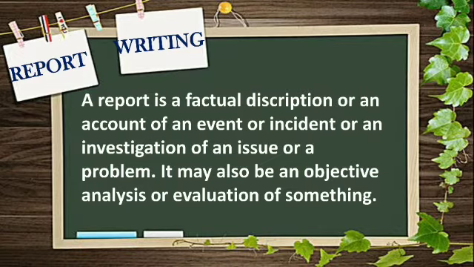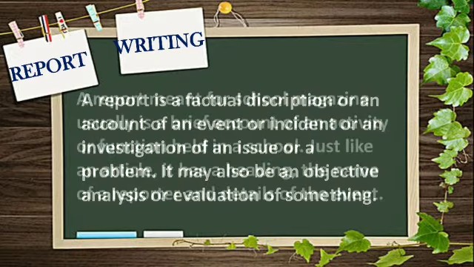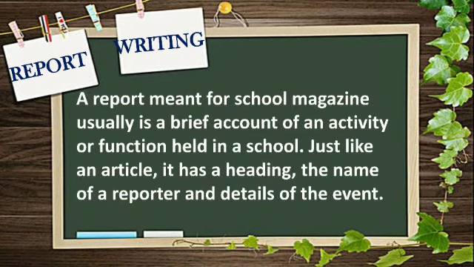So, a report doesn't contain anything artificial or anything additional. Whatever the reporter has observed, he just has to describe the things as they are. And a report meant for a school magazine is usually a brief account of an activity or function held in a school, just like an article. It has a heading, the name of a reporter, and details of the event.